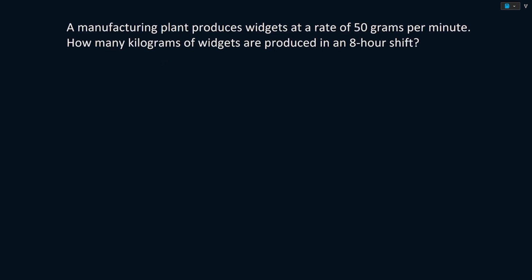A manufacturing plant produces widgets at a rate of 50 grams per minute. How many kilograms of widgets are produced in an 8-hour shift? In order to solve this, we need to first convert our 8-hour shift into minutes, then calculate the total number of grams produced, and then convert the grams to kilograms.